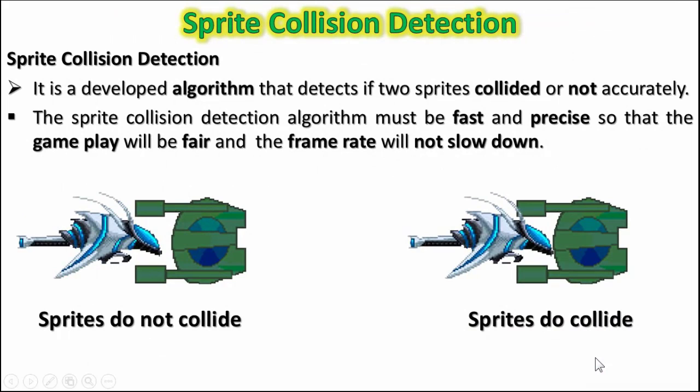Next, sprite collision detection is a developed algorithm that detects if two sprites collided or not accurately. The sprite collision detection algorithm must be fast and precise so that the gameplay will be fair and the frame rate will not slow down. On the left corner is an example of sprites that do not collide. On the right corner is an example of sprites that do collide.